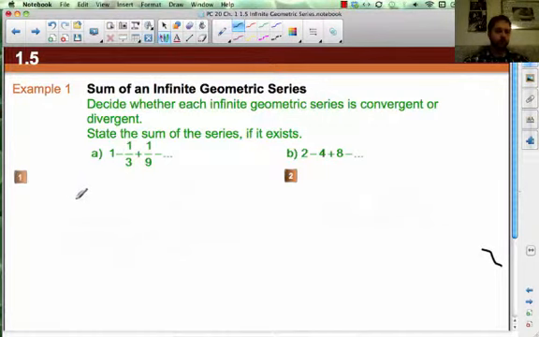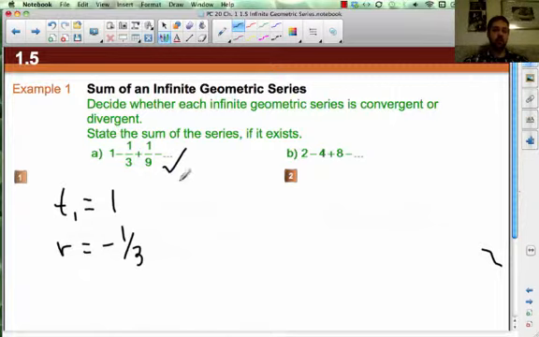Now, here the first term is 1, and the common ratio is negative 1/3. Because the absolute value of r is less than 1, so if we take this, 1/3 is less than 1, then that means this is a convergent series. It will approach a specific value.